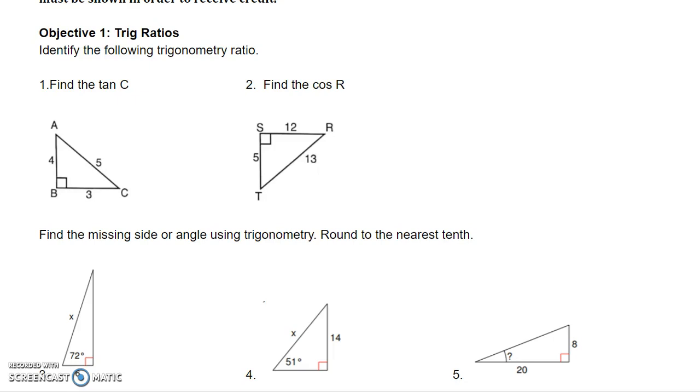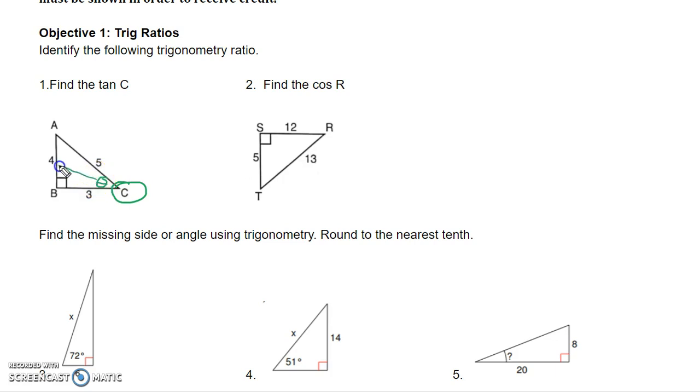Okay, this is the Unit 9 preview for the test. Objective 1 is trig ratios. I want you to be able to identify the following trigonometric ratio. So if I want to find the tangent of C, I'm going to come over to C, and that's going to be my theta. That's my angle.